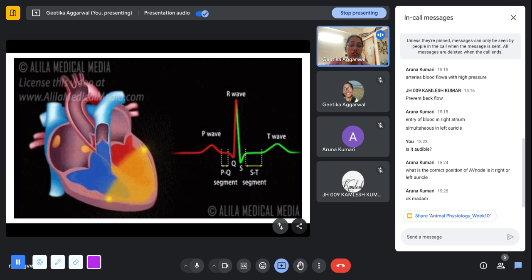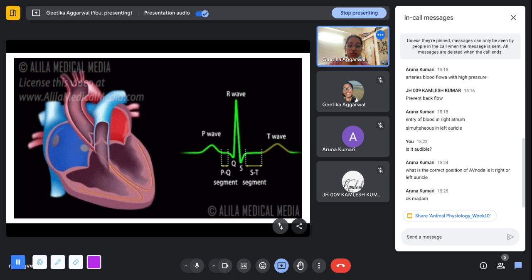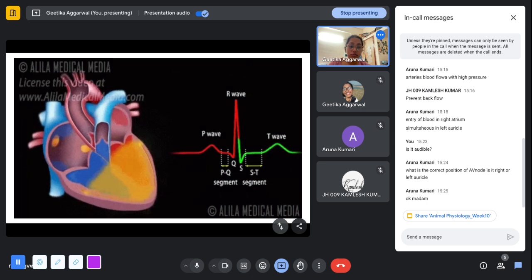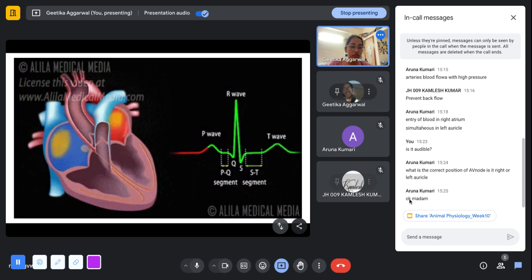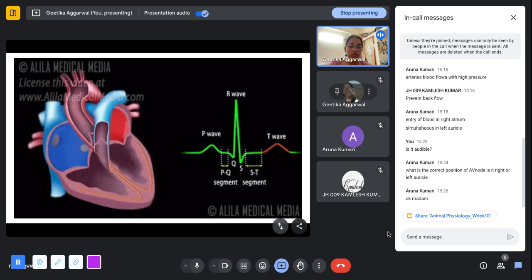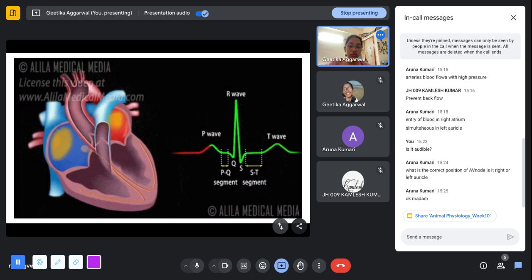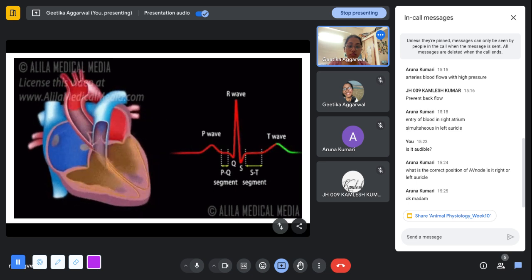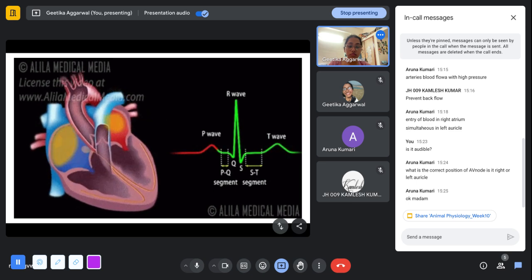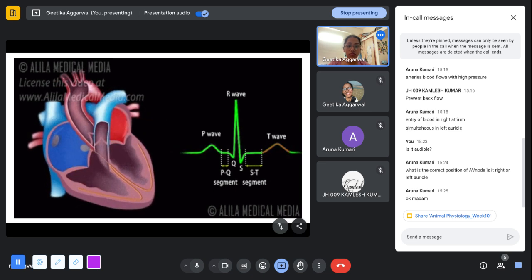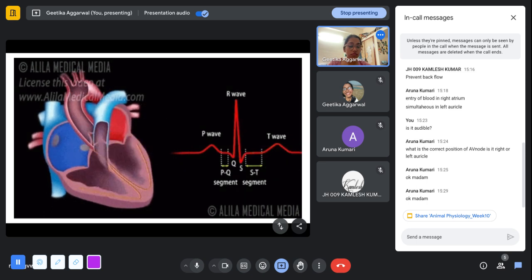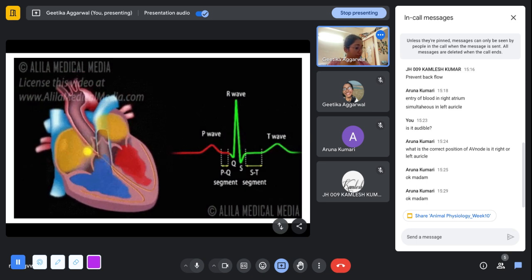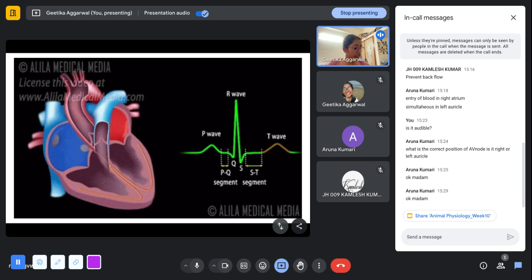Does anybody have any doubts with how to read an ECG or what is happening? Is it clear? Should I move on? Okay. If this is clear, let's move on.